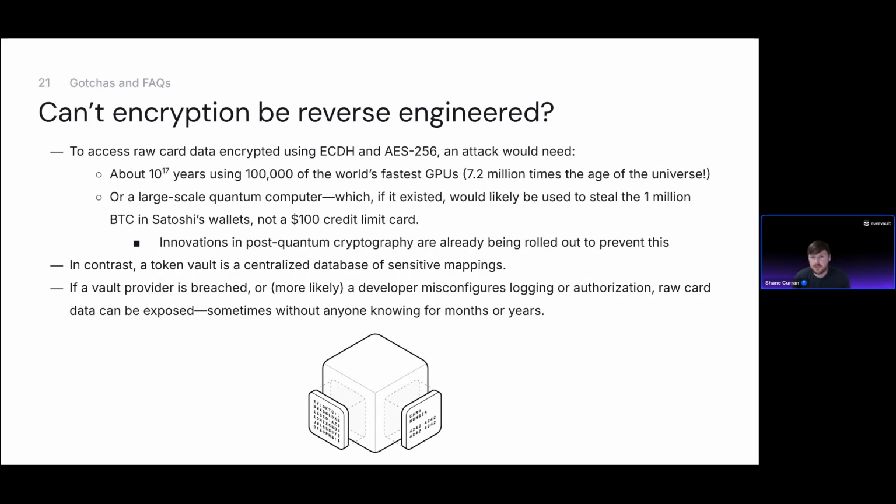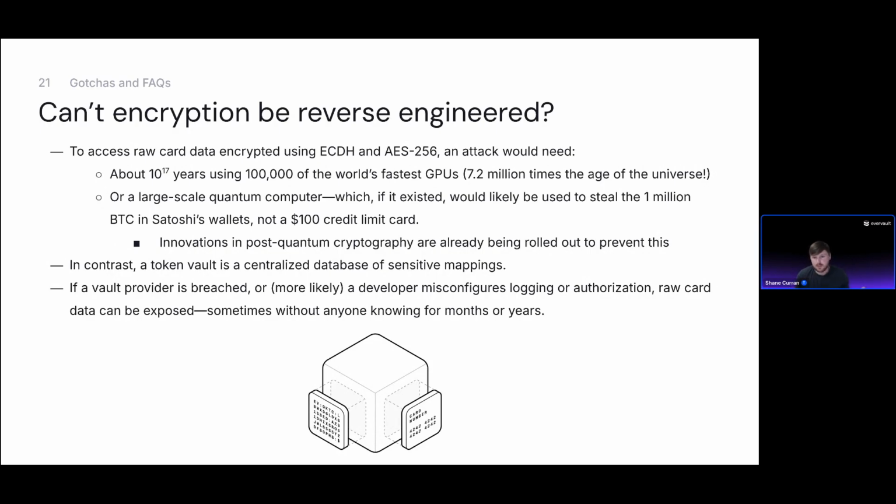But to brute force a combination of these 2 encryption schemes, an attack would need 10 to the 17 years using 100,000 of the world's fastest GPUs, if you could get your hands on them. Obviously, a bunch of the LLM model trainers and providers are fighting pretty hard to get access to those. But 10 to the 17 years is 100 quadrillion in non-scientific terms. So it's a pretty long time, 7.2 million times the age of the universe.